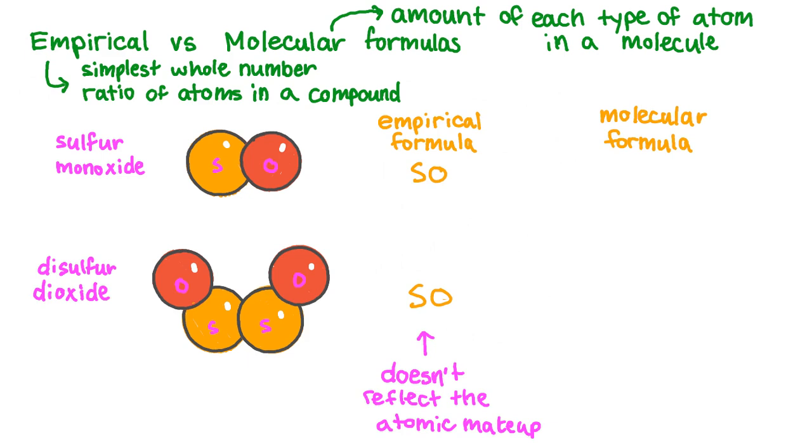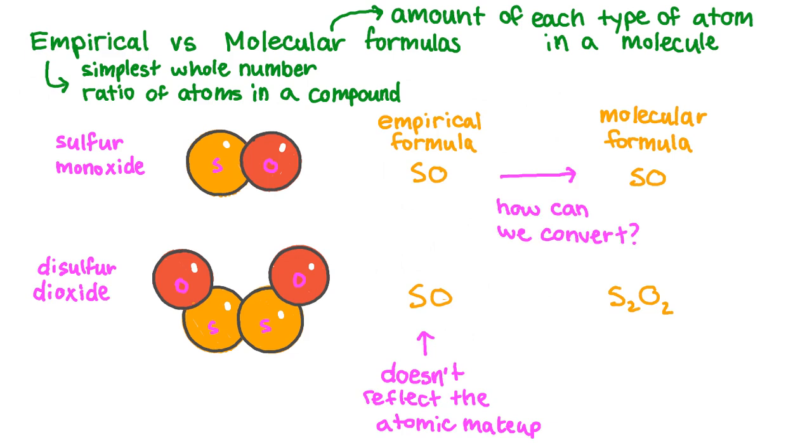So while both of these compounds have the same empirical formula, SO, they will have different molecular formulas that reflect the actual amount of atoms in each molecule. This molecule on the top has 1 sulfur atom and 1 oxygen atom, so its molecular formula is SO. And this one on the bottom has 2 of each atom in a molecule, so its molecular formula is S2O2.